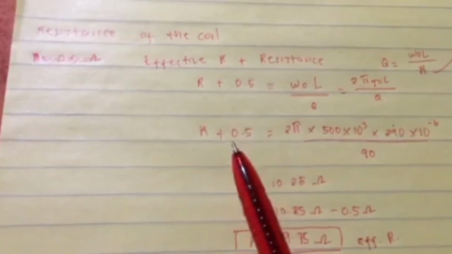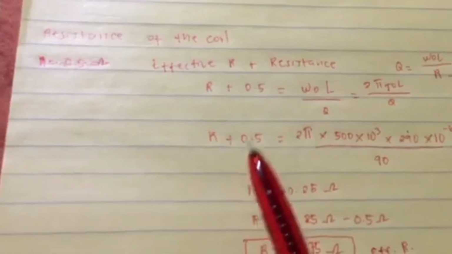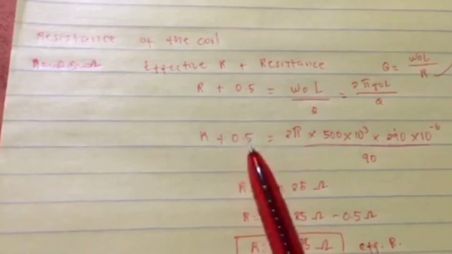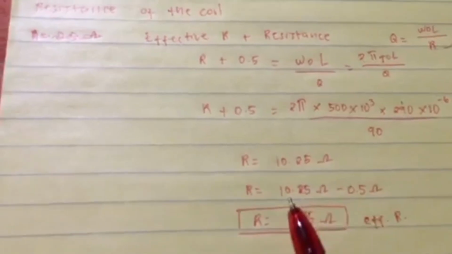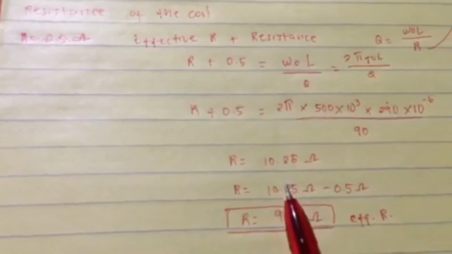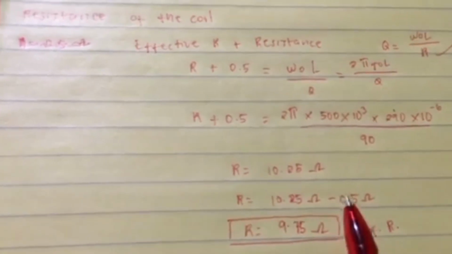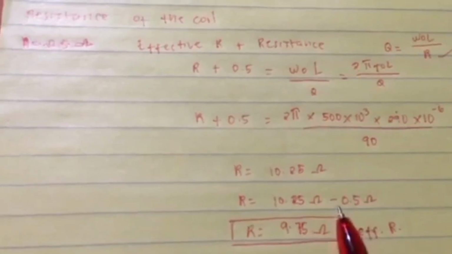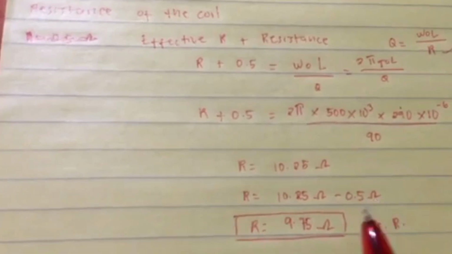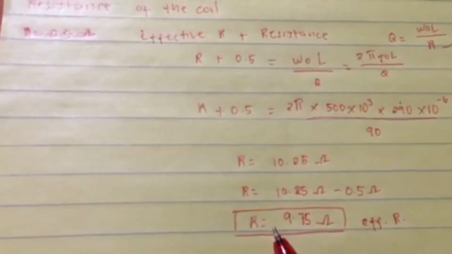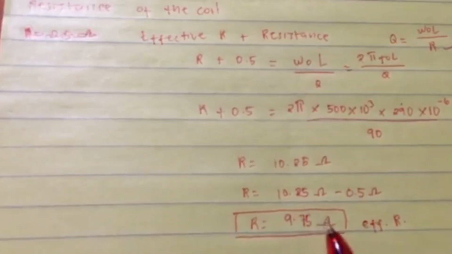What we are looking for is the effective resistance. We will transpose this 0.5 here. So R is equal to 10.25 ohms minus 0.5 ohms. So the effective resistance overall is 9.75 ohms.